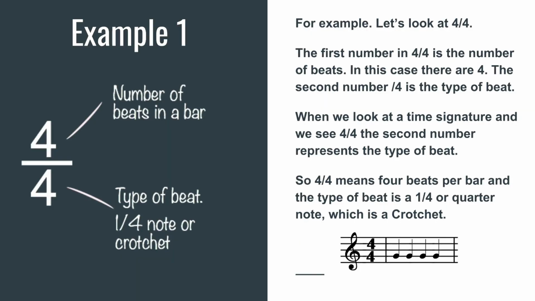Back to our time signature, we have 4/4. The 4 at the top is the number of beats. The 4 at the bottom is the type of beat. In this case, it is a quarter note, which is a crotchet. So 4/4 means 4 crotchet beats per bar, and a crotchet looks like this. So you have 1, 2, 3, 4 of them inside one bar. And that's how we get a time signature of 4/4, 4 crotchet beats per bar.